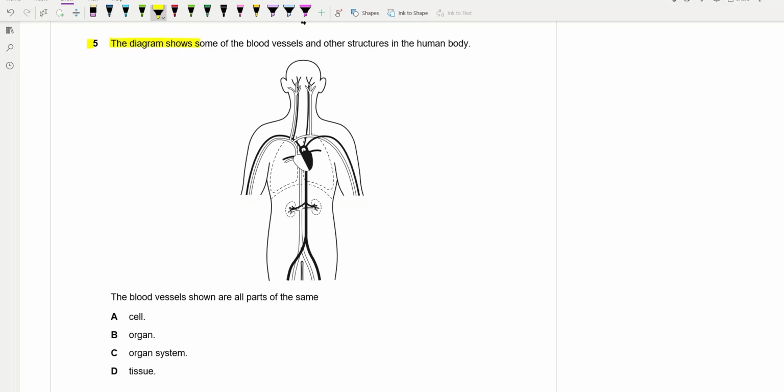Question number 5. The diagram shows some of the blood vessels and other structures in the human body. The blood vessels shown are part of the same. So the heart and kidney is an organ system. The blood vessels shown are in an organ system. So the correct option would be option C.